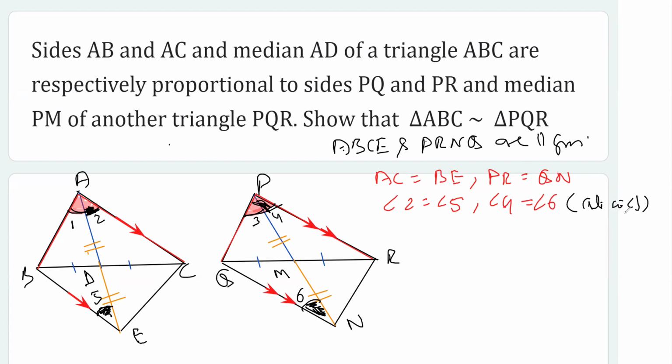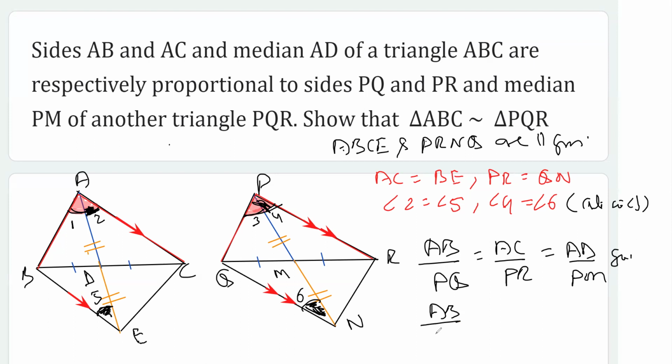Now we have proved these sides equal, and let's write down the information we had. We had AB over PQ was given equal to AC over PR and was equal to AD over PM. This was given. Now what I can do here, I can write AB as AB, PQ as PQ. I can replace AC with what? You can see that we have proved AC is equal to BE. So I can replace this with BE and PR with QN.